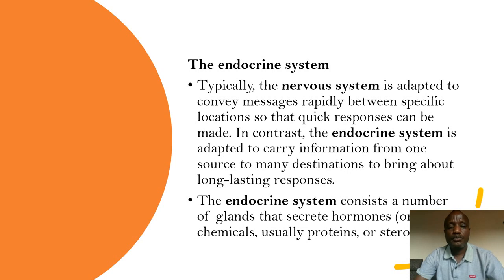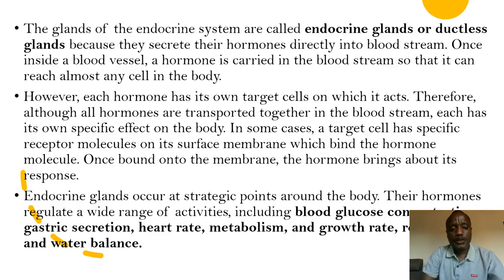So, when we talk about the endocrine system, you have to understand the hormones and things related to that. But when we talk about the nervous system, you have to understand that the message which has to be conveyed is the nerve impulses. The endocrine system consists of a number of glands that secrete hormones, or chemicals usually. Hormones also have some categories. Some are proteins, others are steroids.